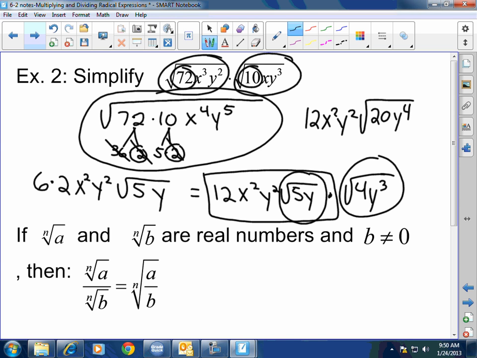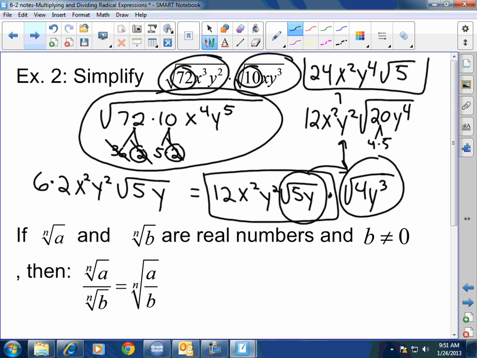And now in this case, I can take out 2 more y's, right? And I also have a 20 here now, right? So I can break this down into 4 times 5, correct? So I'm going to take out a 2, making this 24. X squared, take out 2 y's, making this y to the 4th. And then I'd have a square root of 5 left over. Does that make sense what we just did there, guys? From here to here to here to here? Does that make sense? Did I answer your question? Awesome. May I continue, gentlemen?